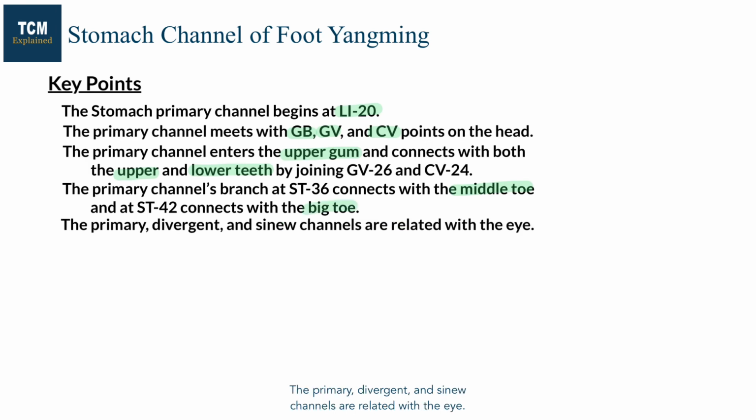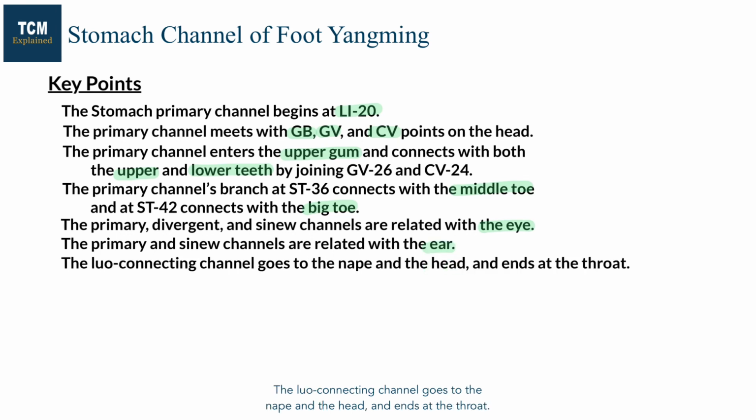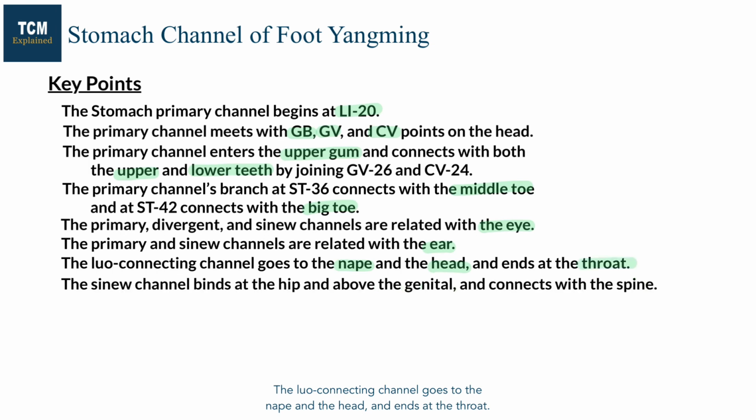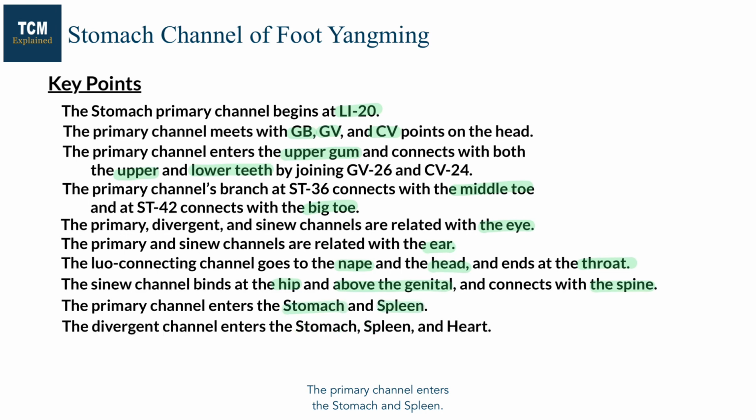The primary, divergent, and sinew channels are related with the eye. The primary and sinew channels are related with the ear. The luo-connecting channel goes to the nape and the head and ends at the throat. The sinew channel binds at the hip and above the genital and connects with the spine. The primary channel enters the stomach and spleen. The divergent channel enters the stomach, spleen, and heart.